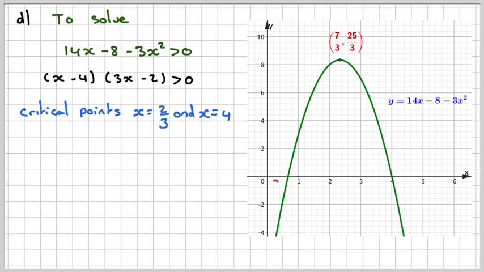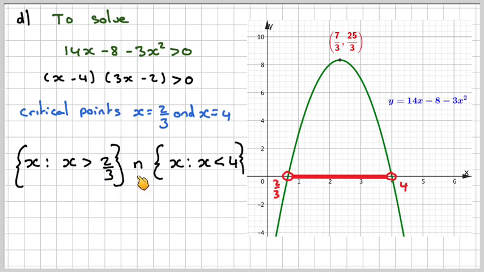So looking back at the sketch, we'll put those points back on our sketch. We want to know where the curve is positive, where it's greater than 0. It's going to be this bit here. So it's going to be the bit between 2/3 and 4, but not including these points this time. And therefore, we're asked to write it as set notation, so it's x such that x is greater than 2/3 intersected with x such that x is less than 4.